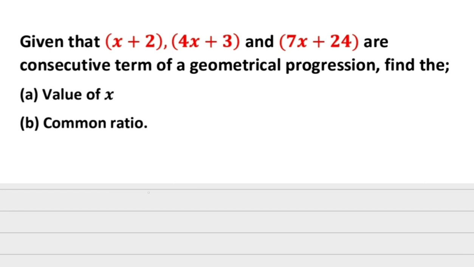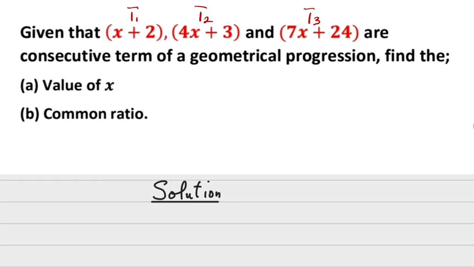Now this is a question that came out in the West African examination this year, 2024, normally called WAEC. So I'll be solving this question. It says given that x plus 2, 4x plus 3 and 7x plus 24 are consecutive terms. So they are not stated to be first, second, third, but let's assume they are first, second, third, just for the sake of solving this question. It is not stated that they are the first three, but let's assume it that way.